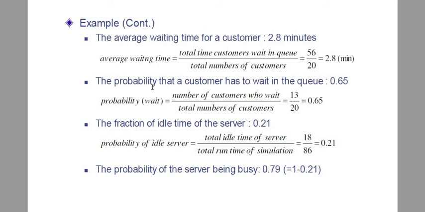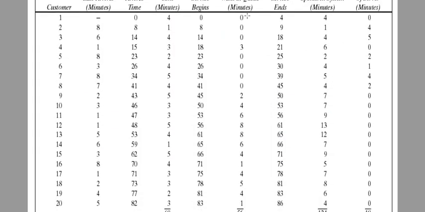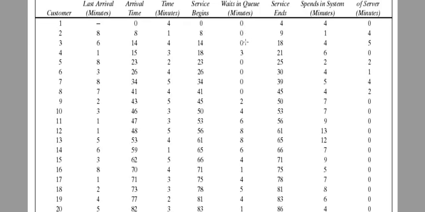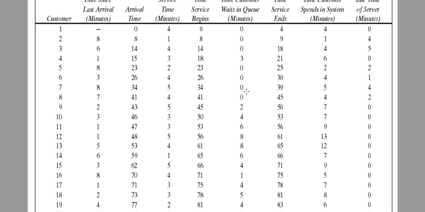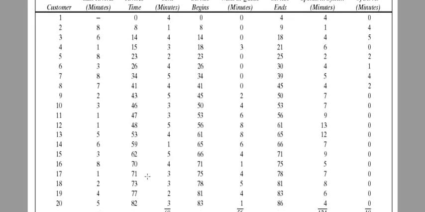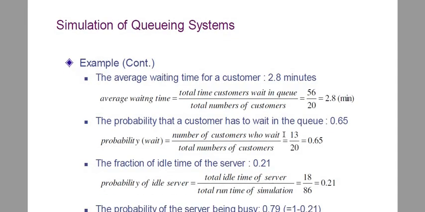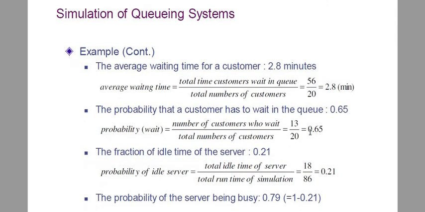So the probability: here we can see the number of customers who wait. From the previous table, the number of customers who wait is 1, 2, 3, 4, 5, 6, 7. Several customers had no waiting time, so among 20 customers, 13 customers actually waited. So the probability of a customer having to wait in the queue is the number of customers who wait, 13, over the total number of customers, 20. You can find it like that.